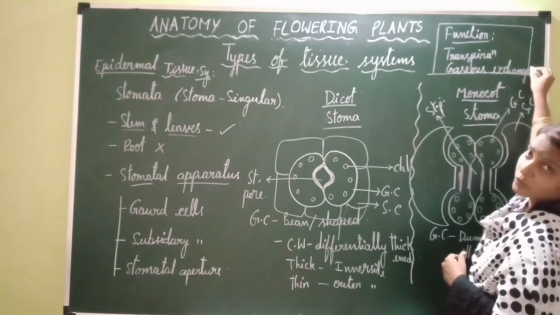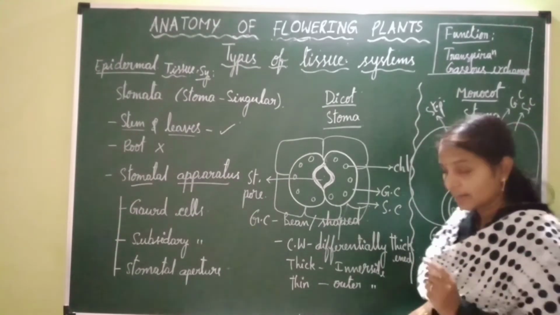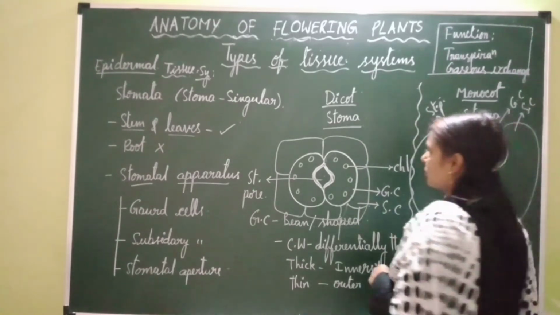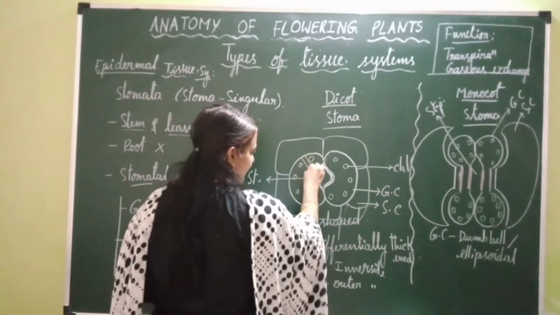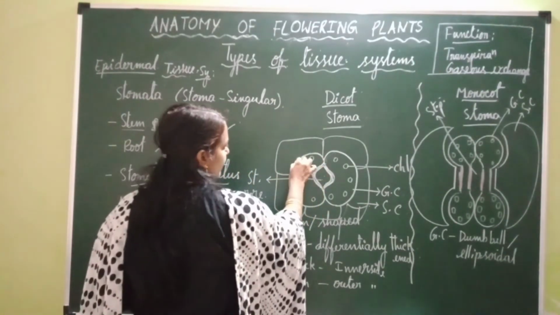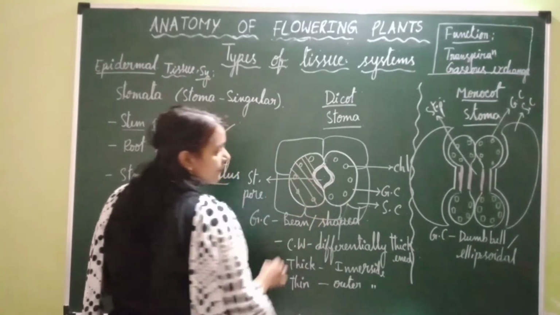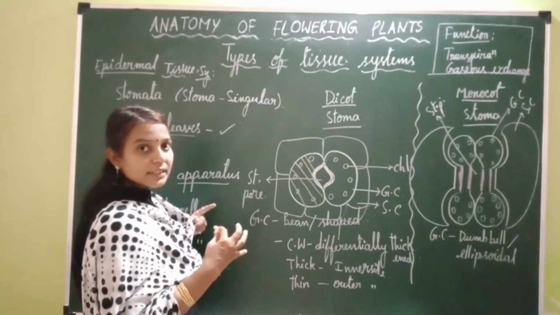Right? So this is about stomata present in dicots and monocots. I would like to give you one more important point here: in case of stoma, even in dicot and monocot stoma, guard cells consist of radially oriented, not longitudinally oriented, microfibrils, which help in the elasticity of these guard cells.